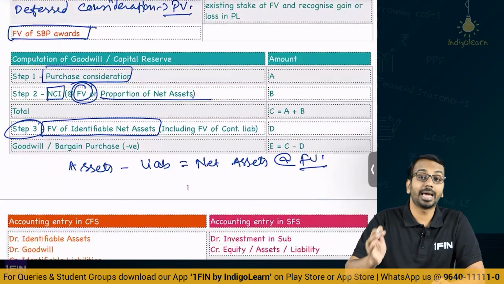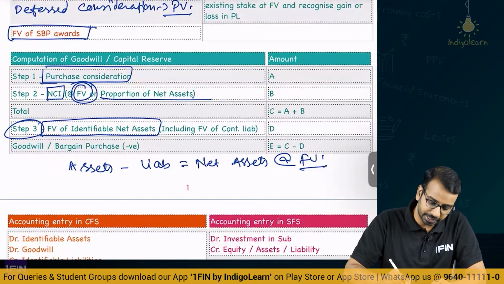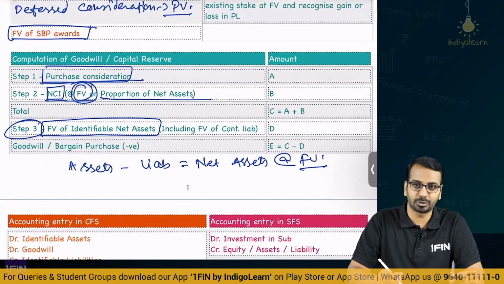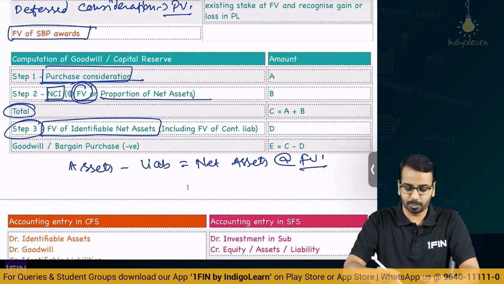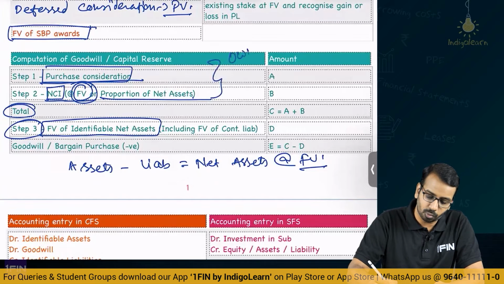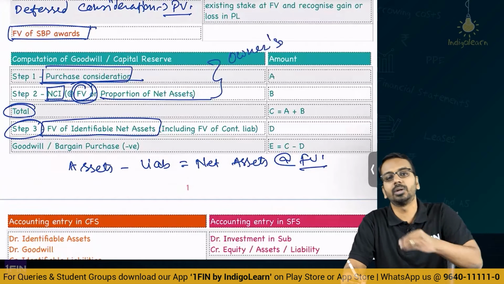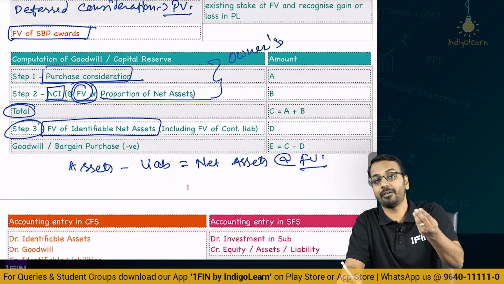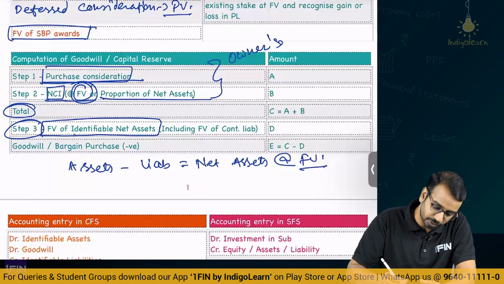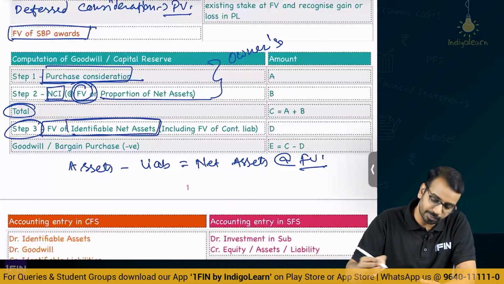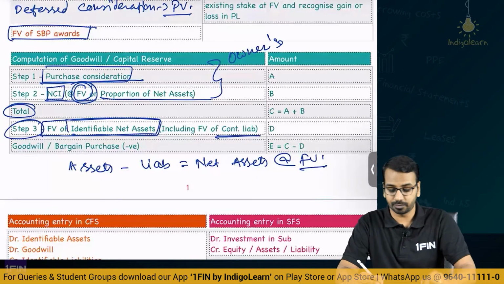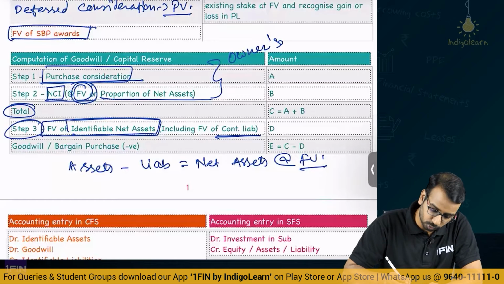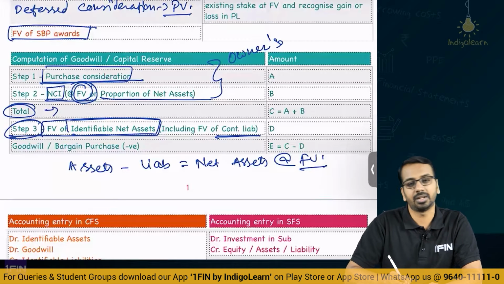Right? So, to calculate goodwill and capital reserve, you will take the purchase consideration, you will take NCI either at fair value or at proportion of net assets, then you calculate the total. This, for remembering purpose, I will say is the owner's side. How much they are entitled to or how much they have paid. Then you will calculate the fair value of identifiable net asset, including any contingent liability, if you have to do the fair valuation of that. So, you will get two numbers, one is this total, second one is this net identifiable asset.